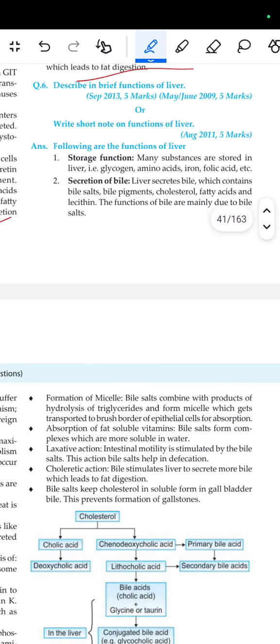Further, I describe in brief the functions of the liver. Write a short note on the functions of the liver. The following are the functions of the liver. Storage function: many substances are stored in the liver: glycogen, amino acids, iron, folic acid, etc. Secretion of bile: the liver secretes bile, which contains bile salts, bile pigments, cholesterol, fatty acids, and lecithin. The functions of the bile are mainly due to the bile salts.